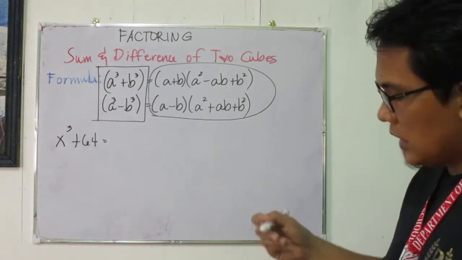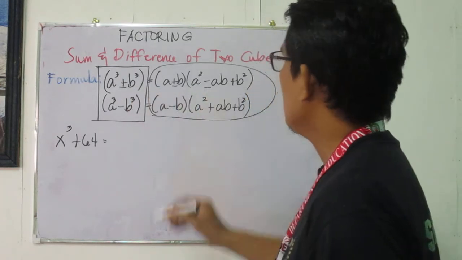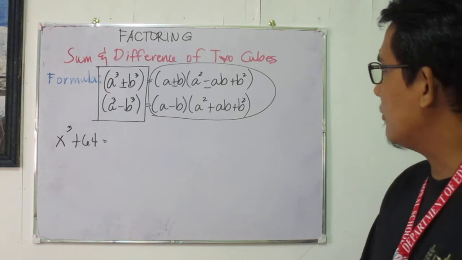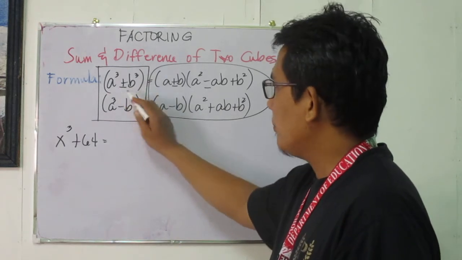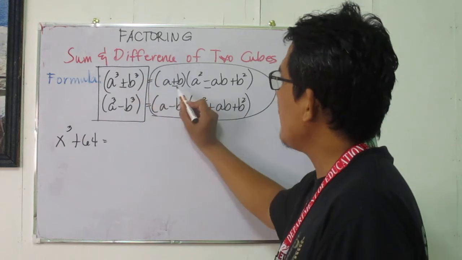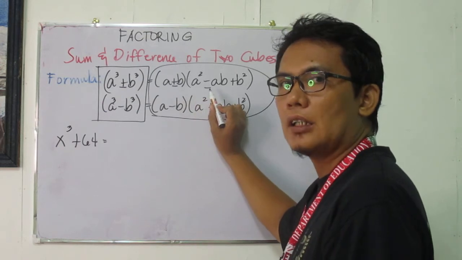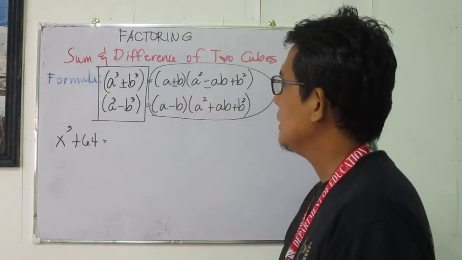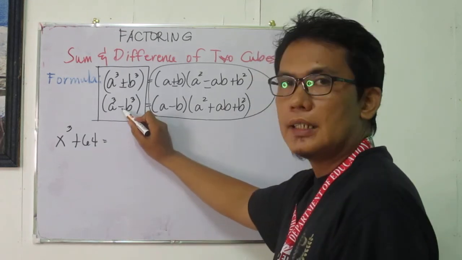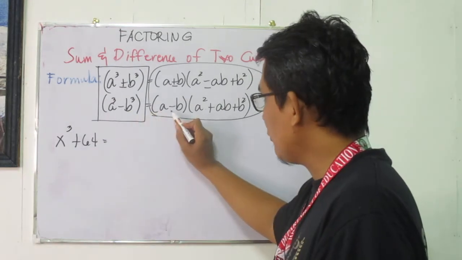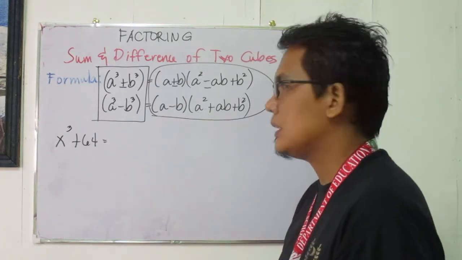So these are the key things that you're going to remember first in factoring our sum and difference of two cubes. If the given again is positive or plus or sum of two cubes, it will be plus on the first factor binomial, but on the second factor trinomial, the middle term is negative. On our difference of two cubes, that is minus on the first factor binomial, and in our trinomial, all are positive.